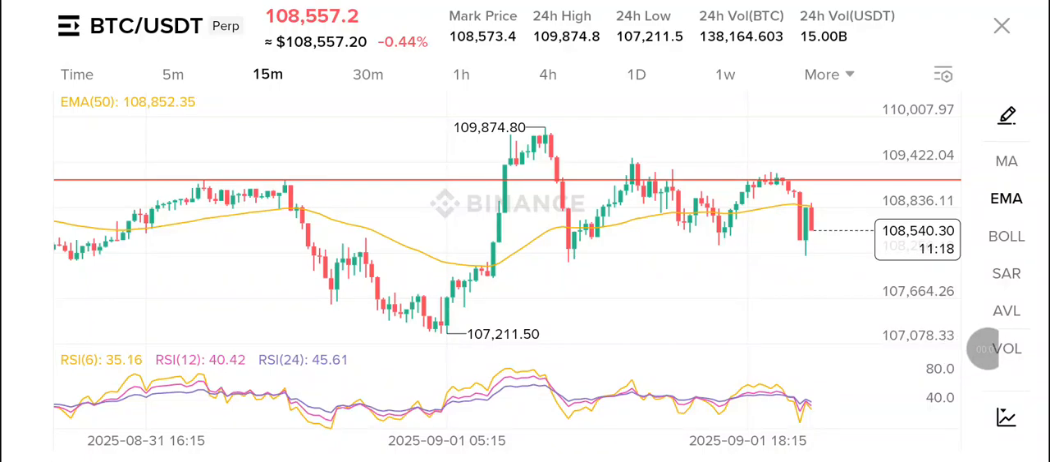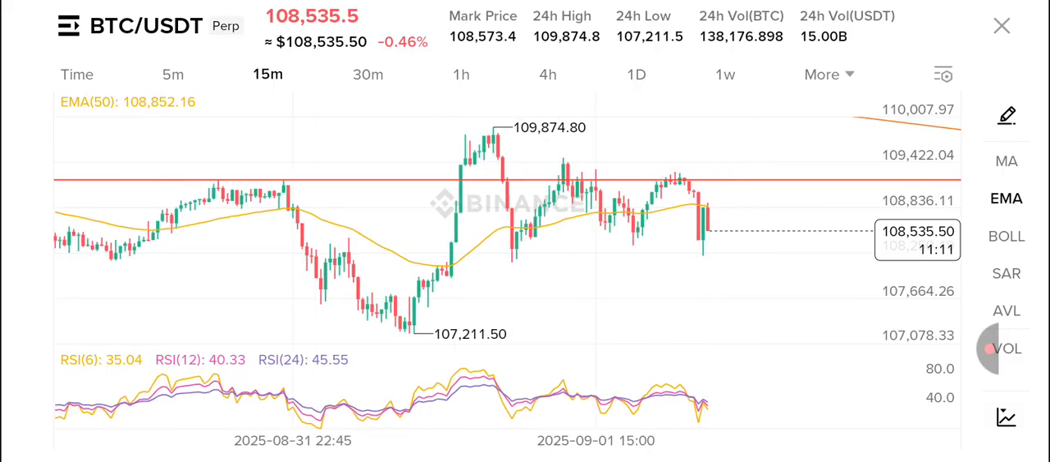Alright, today I'm going to show you practically how to trade with a confluence. This is the chart of BTC. I'm going to teach you practically how to trade with a confluence.